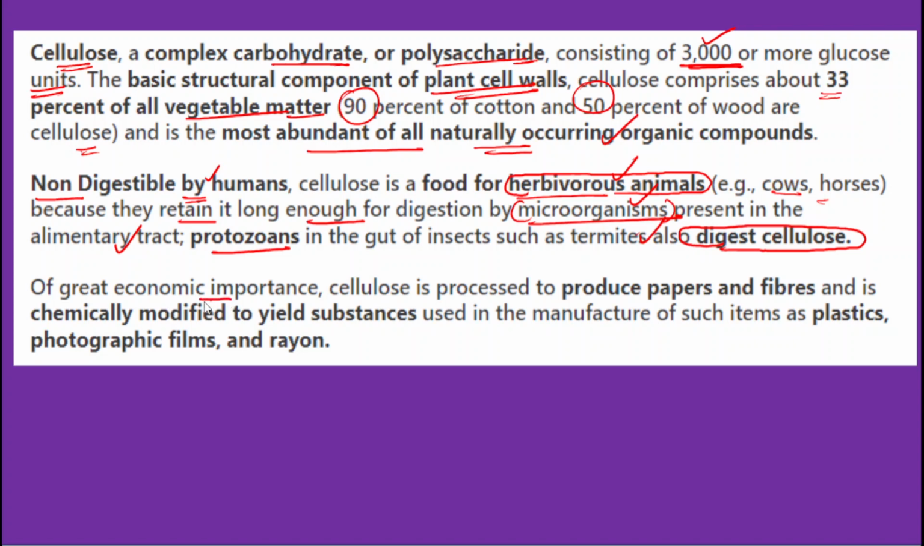However, cellulose has great economic importance because it is very often used for manufacturing paper and fibers. It is also chemically modified to yield various other substances, which are used in manufacturing items like plastics, photographic films and rayon. These are the major benefits of cellulose.